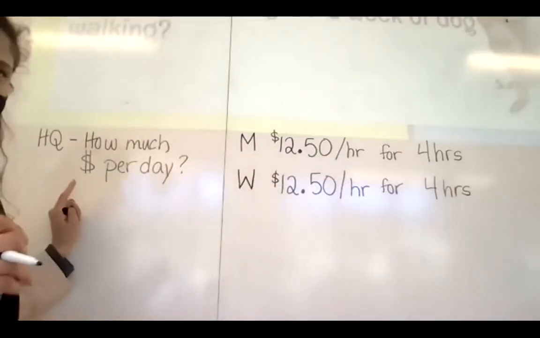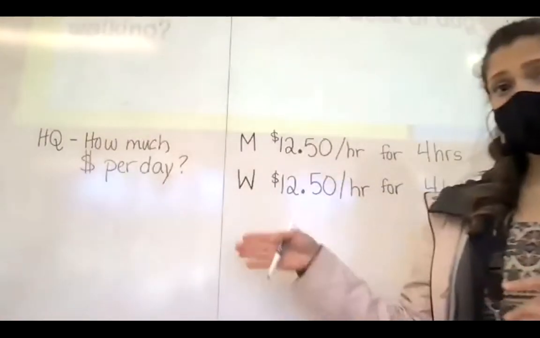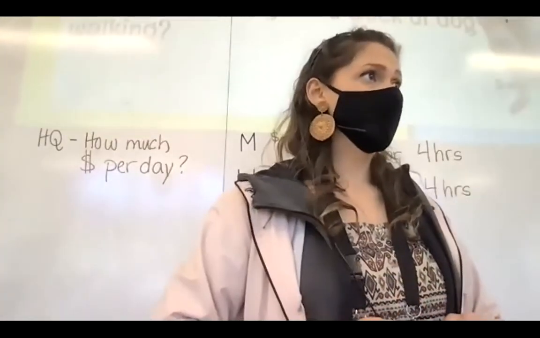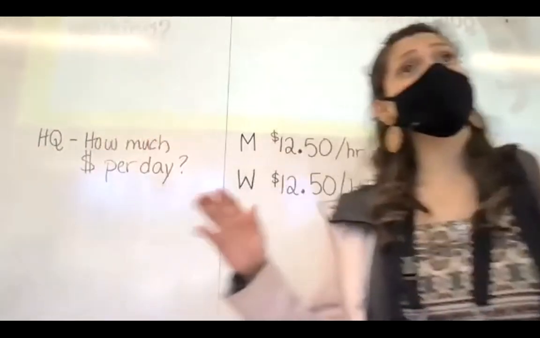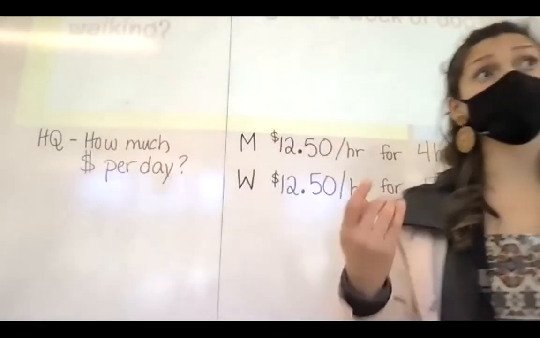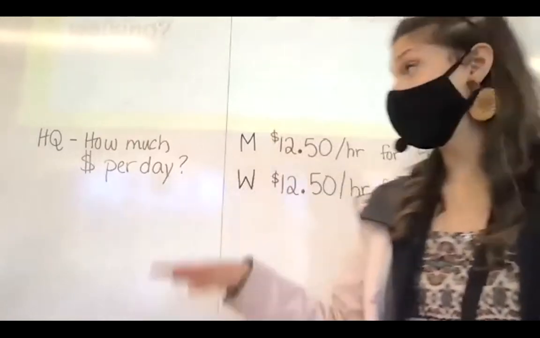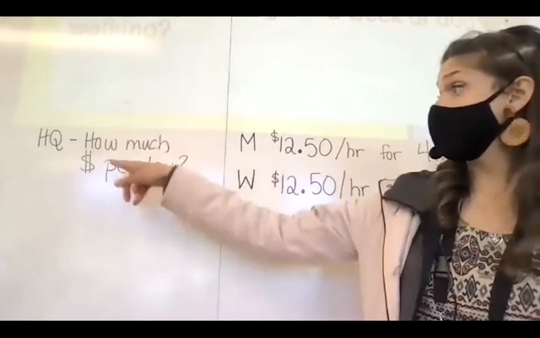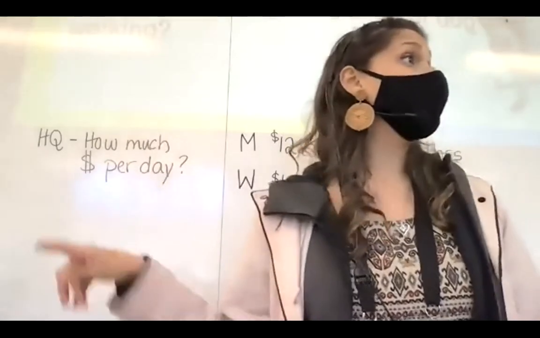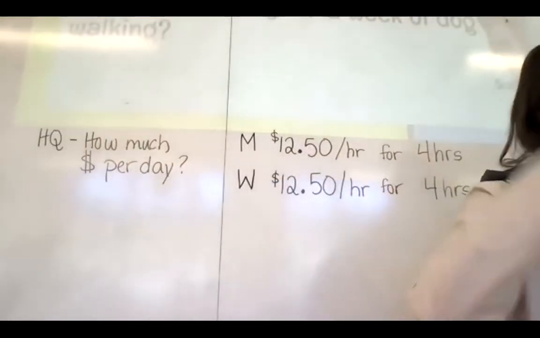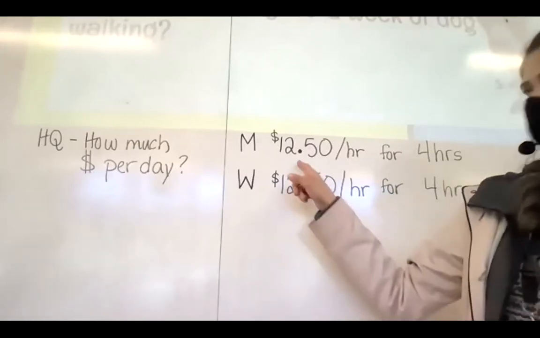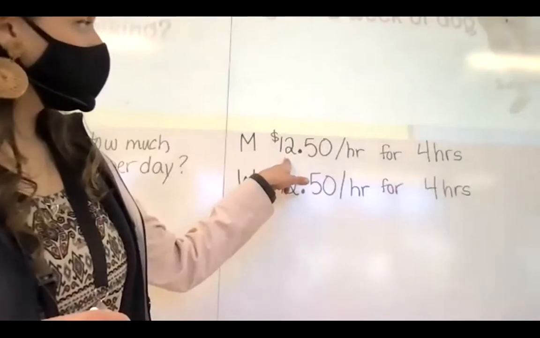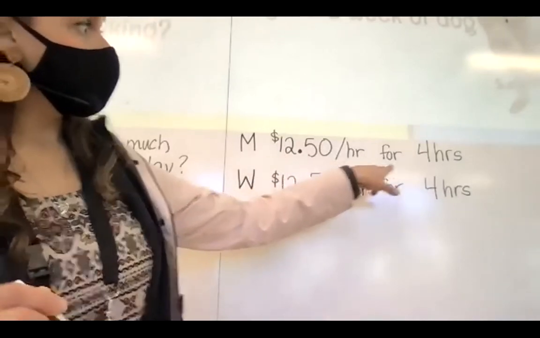Now, Sebastian kind of jumped ahead because he noticed that before I can solve the official question, how much money will Danielle spend a week, we have to find out how much it would be for just 1 day. So our HQ, our hidden question of our problem, is how much money will Danielle pay per day? We can't figure out the whole week yet until we figure out how much 1 day costs. So we know that it's $12.50 an hour for 4 hours.